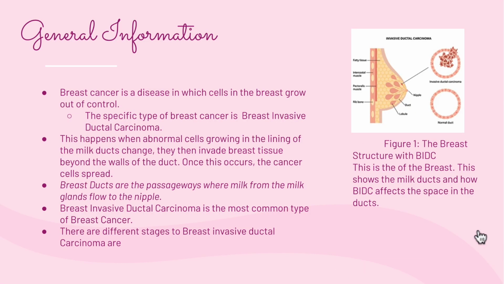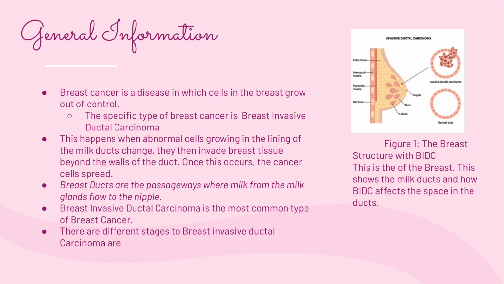First, we have some general information. Breast cancer is a disease in which cells in the breast grow out of control. The specific type in our case is breast invasive ductal carcinoma. This happens when abnormal cells growing in the lining of the milk ducts change. They then invade breast tissue beyond the walls of the duct. Once this occurs, the cancer cells spread. Breast invasive ductal carcinoma is also the most common type of breast cancer, and there are also different stages.